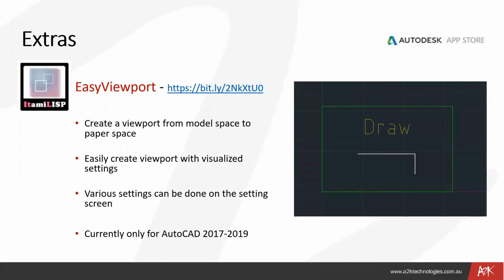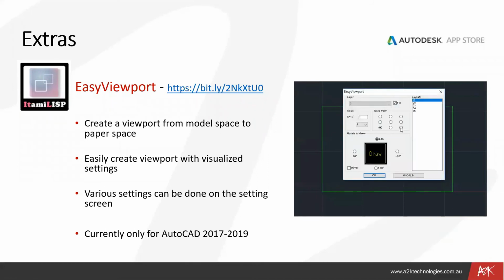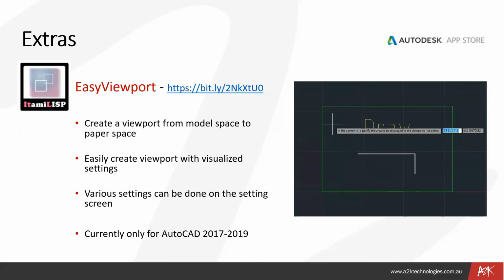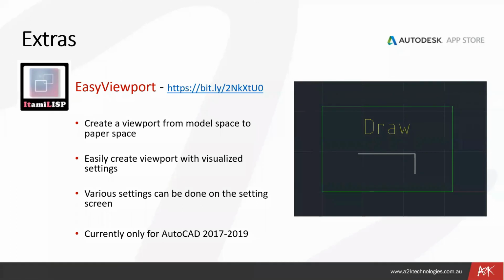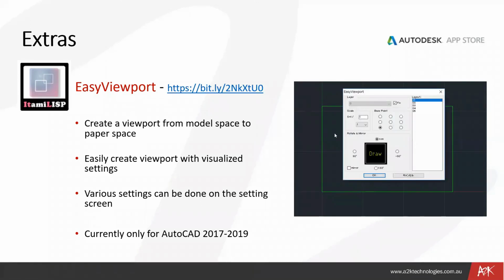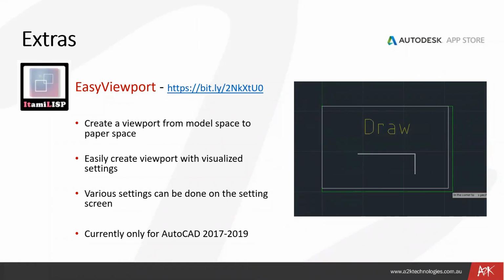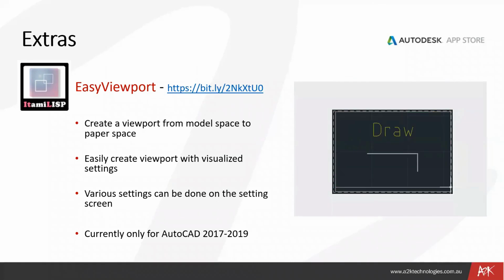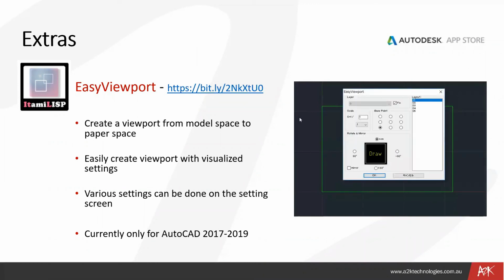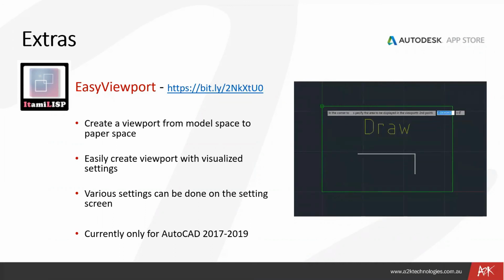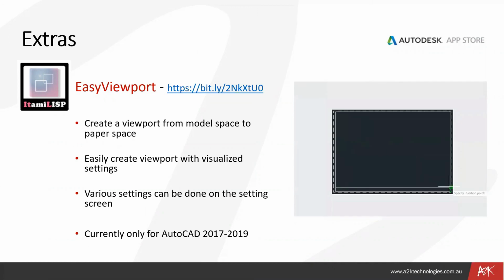This one's very handy. It's called Easy Viewport. Basically you can create a viewport from your model space into paper space. You just select it and say where you want to place it, and it's done. You can specify various settings like where you want the base point to be, the scale, which layout you want it on, and if it's rotated or mirrored. It's very handy. Unfortunately, it's only available for 2017 to 2019 at the moment. I don't know if the developer has plans to develop it further, but I guess you're in luck if you're still using the older versions. But I thought I'd throw it in there anyway, just because it is pretty handy.